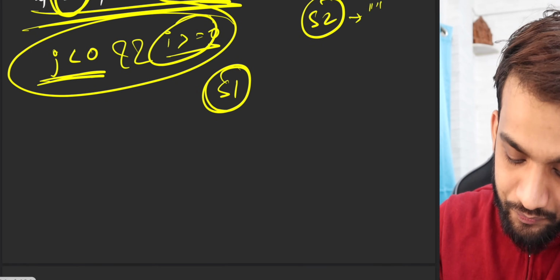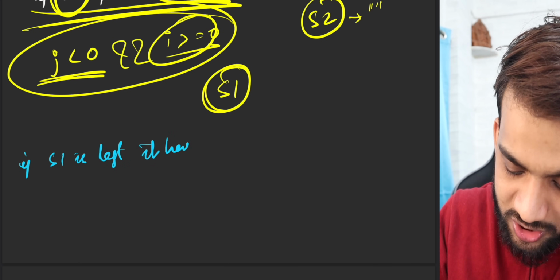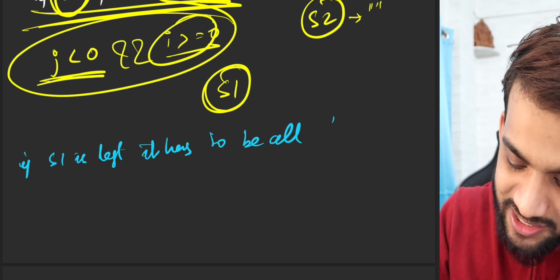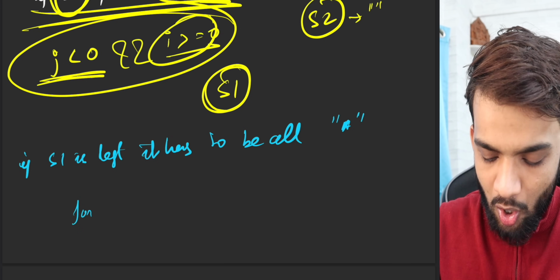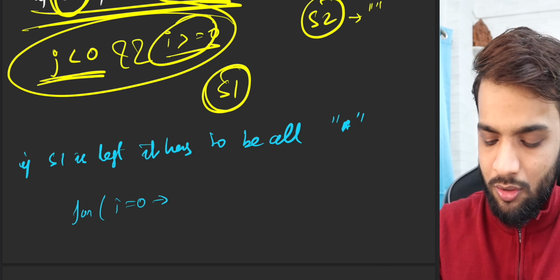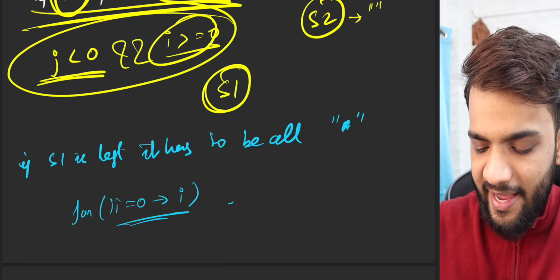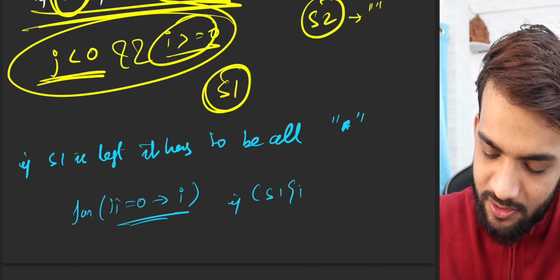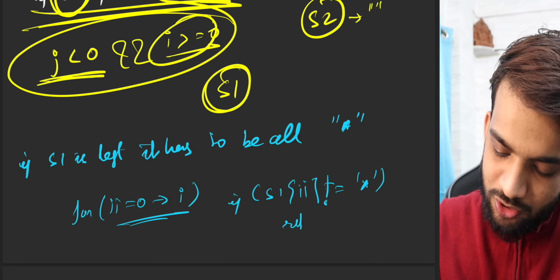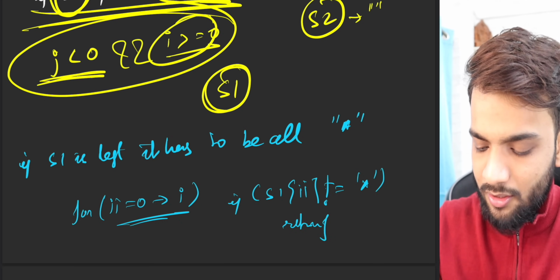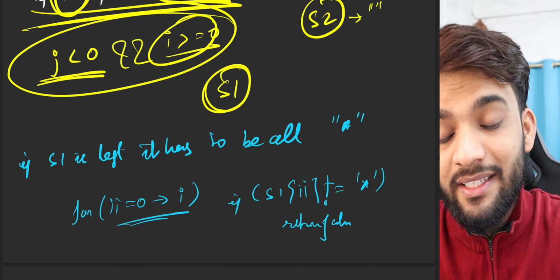So I can say if s1 is left, it has to be all stars, all asterisks, otherwise it's not possible. So you just need to loop from 0 to i, and if anyone is not a star, you return false. Otherwise, at the end of the day, you return true, right? So that's what the base cases will be.